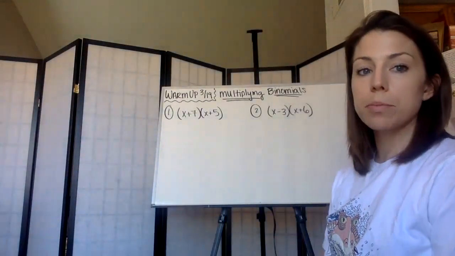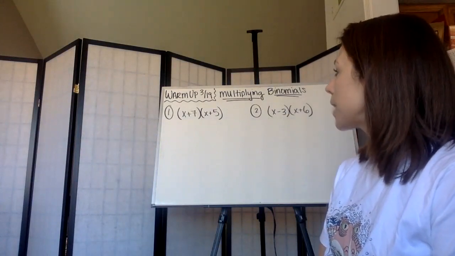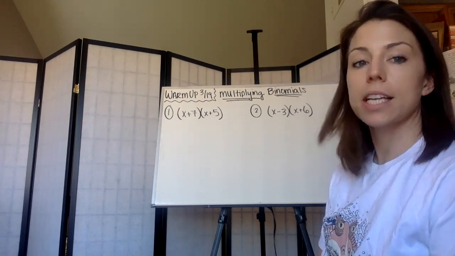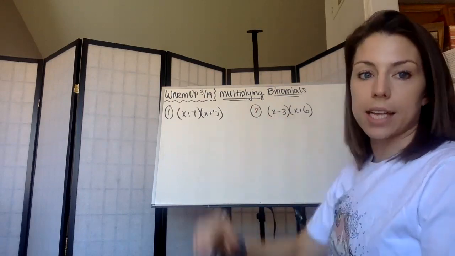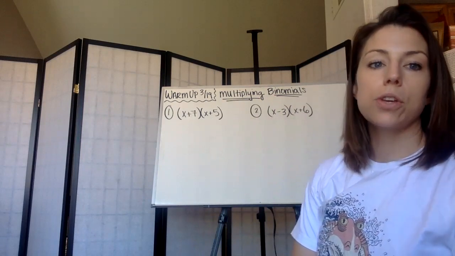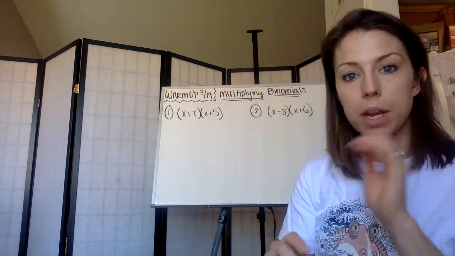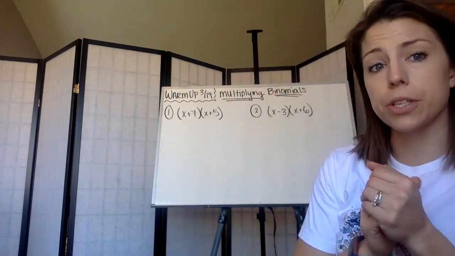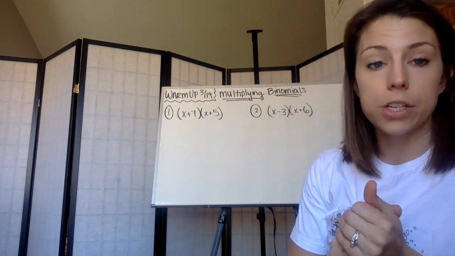and today we're going to warm up with a review of what we did yesterday. So I'm going to have you multiply these two binomials. In number 1, you're going to multiply x plus 7 times x plus 5. And in number 2, x minus 3 times x plus 6. You can use the area model, so the box method, which you just create a window, or you can use double distribute. Go ahead and pause the video now and try these on your own.